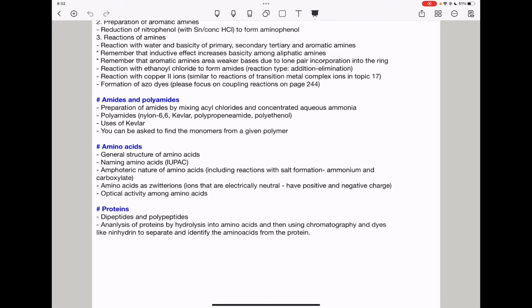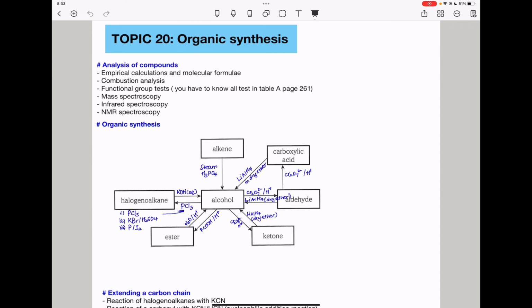So this brings us to the end of topic 19. Let's continue to topic 20. Topic 20, organic synthesis. This topic is mainly a summary of everything you have covered. So questions can be asked. Questions about analysis of compounds, like empirical formula as well as molecular formula calculation. They could ask you about combustion analysis.